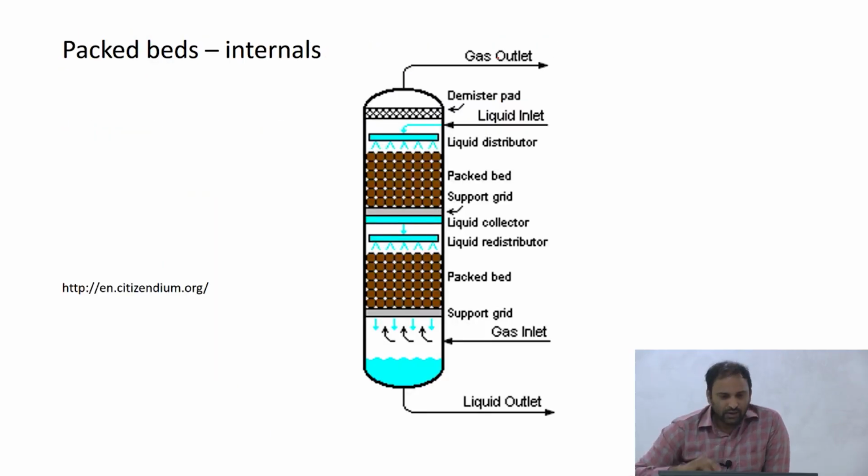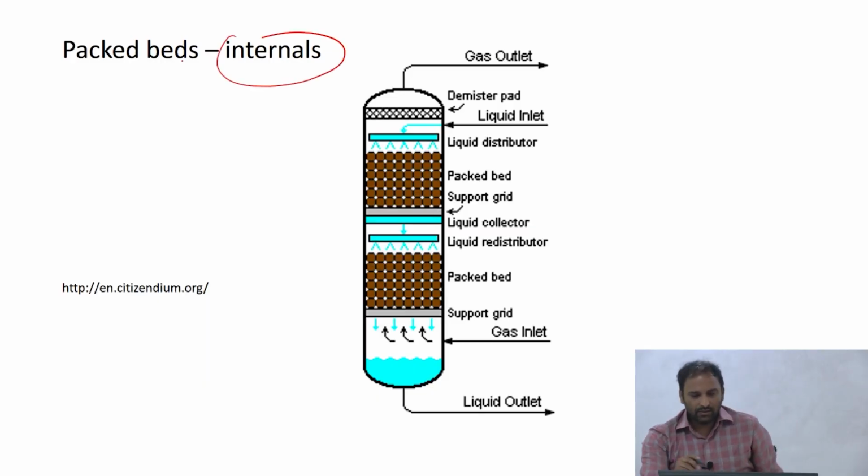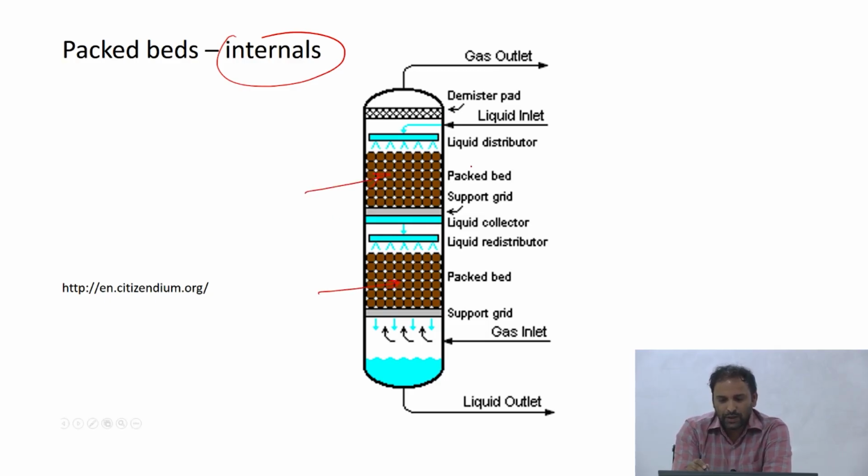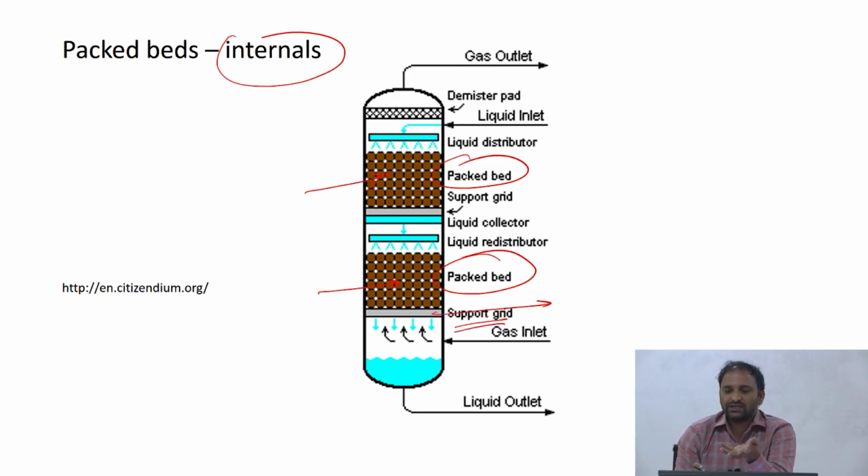Before we do that, I'm going to talk a little bit about what are called packed bed internals. Let's look at the construction. What you are seeing is a picture of a packed column. There are two regions where solid particles are packed in the column, and at the bottom you have a support grid. This grid is required because I want to hold the packing. If I don't have this grid, all these particles would fall off.